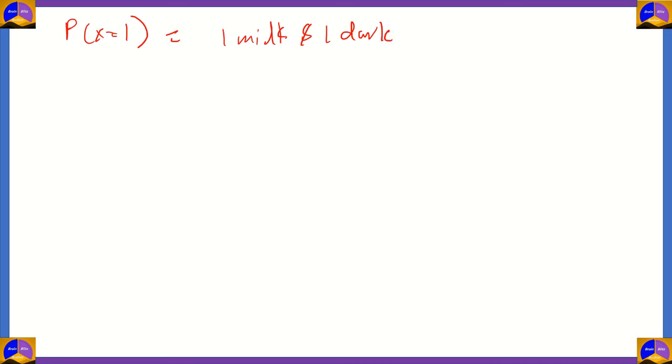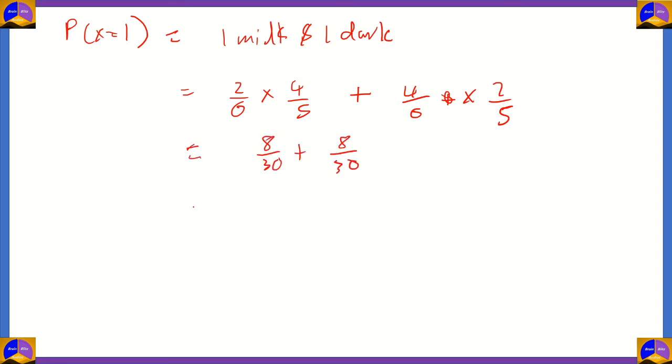So either the milk can be chosen first or the dark can be chosen first. So it can be 2 by 6 times 4 by 5, or it can be 4 by 6 times 2 by 5. That's why we add those probabilities up. You have 8 by 30 on both sides, so you get a total of 16 by 30 as P of x equals 1.